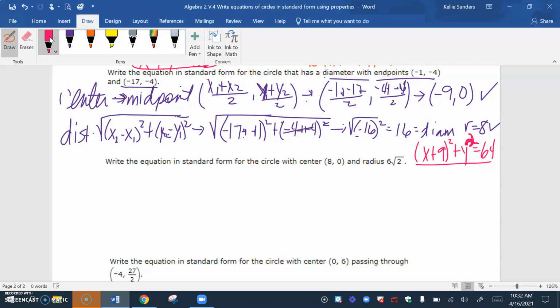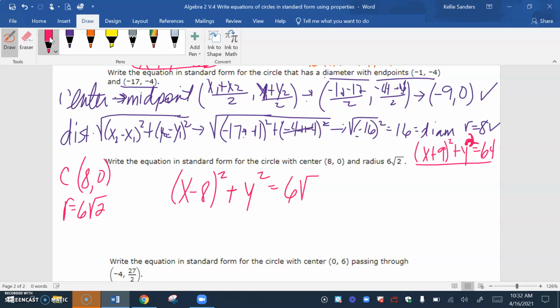Write the equation in standard form for the circle with center... Yay. So they're giving us something right now. They're giving us both things. The center at (8, 0), and the radius is 6 square root of 2. So (x minus 8) squared plus y squared. And then we're going to square 6 square root of 2.